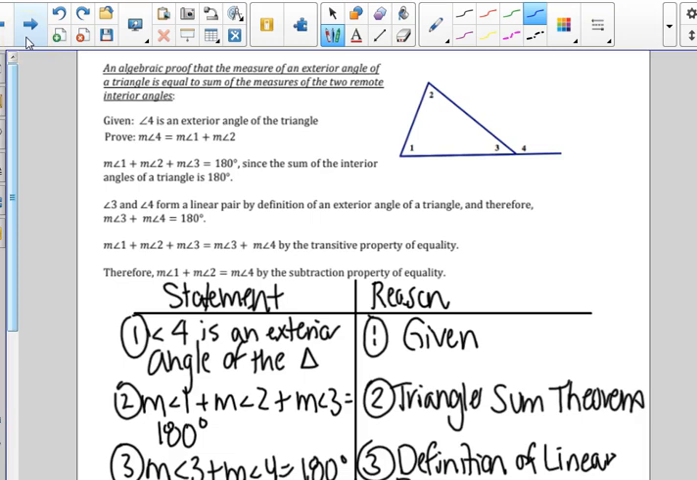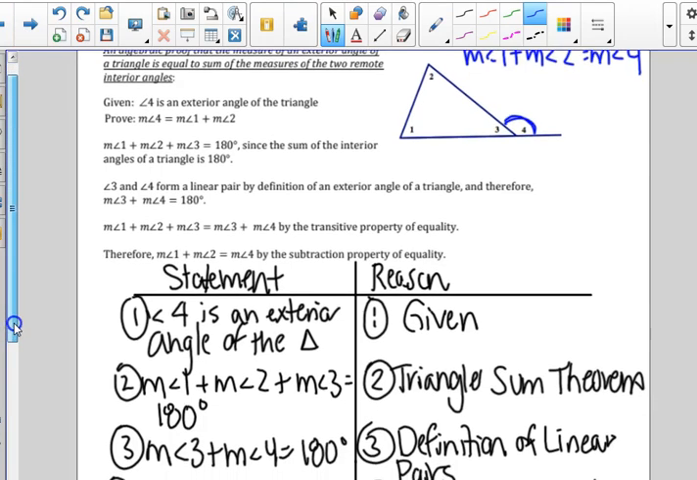The next proof that we looked at was the proof of the exterior angle of the triangle. In this case, angle 4 would be equal to the sum of the two interior angles. So if you recall from the last lesson, we did make the conjecture or educated guess that the measure of angle 1 plus the measure of angle 2 would be equal to the measure of angle 4. And in this example, we are trying to prove that to be true.